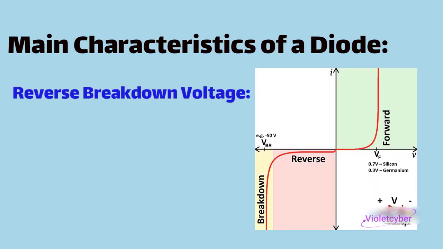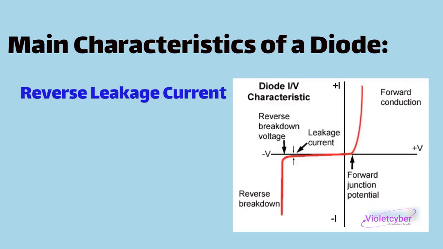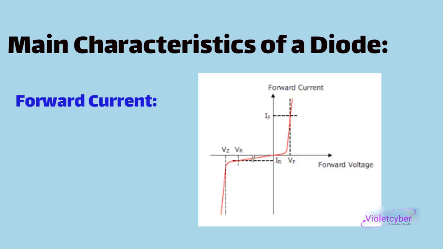Now, what are the main characteristics of a diode? First, reverse breakdown voltage: the voltage at which the diode begins to conduct reverse currents, potentially leading to damage. Second, forward bias voltage: the voltage that must be applied for the diode to conduct in the forward direction. Third, reverse leakage current: the small amount of current that flows through the diode in reverse bias. Next, forward current: the maximum current that can pass through the diode in forward bias without causing damage.